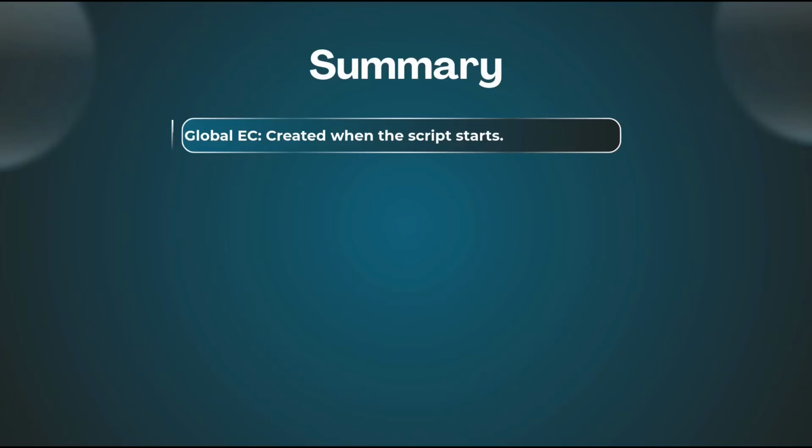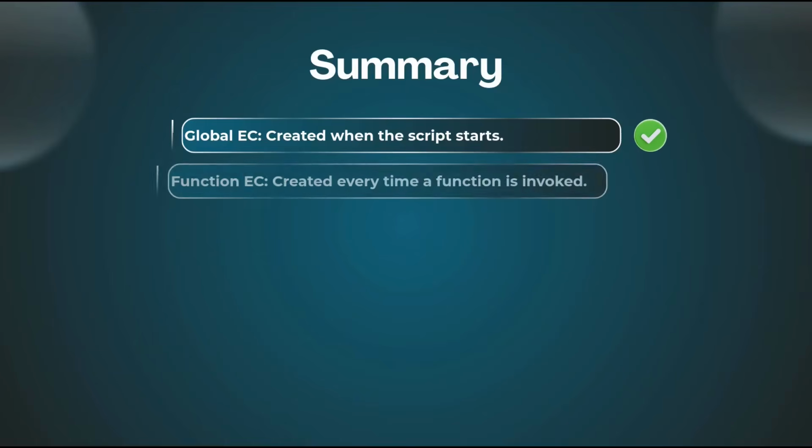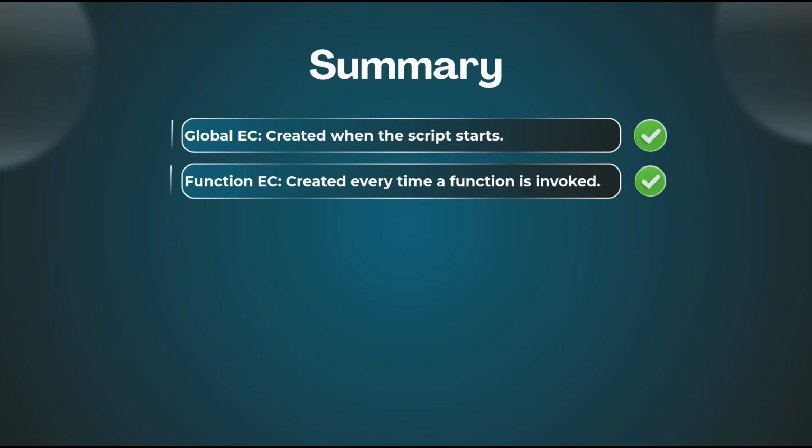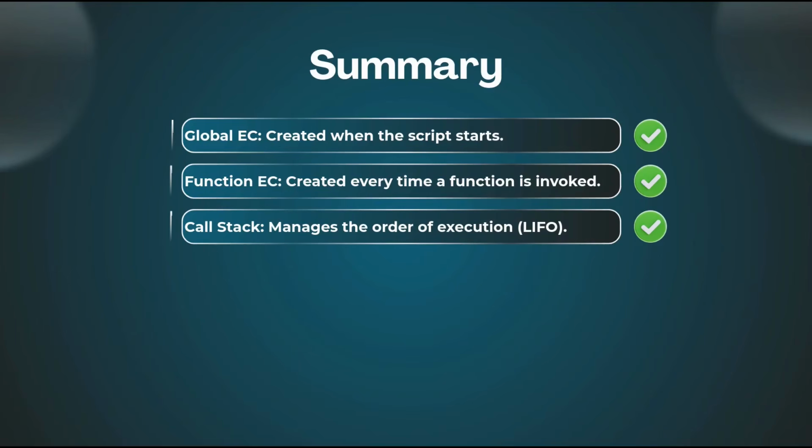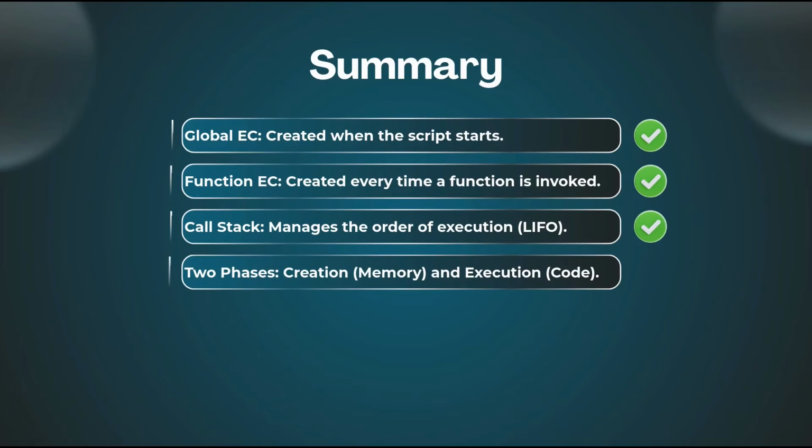So the summary of today. You have your global execution context, which gets created when the script starts. So it's the base of your call stack. Then you have your function execution context, which gets created every time a function is invoked. So every time you're calling a function, it gets invoked. Third, you have your call stack, which manages the order of execution. So it's last in, first out.